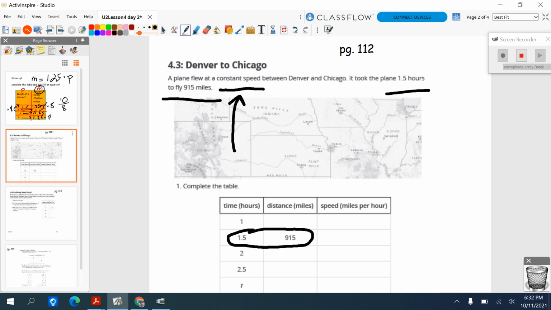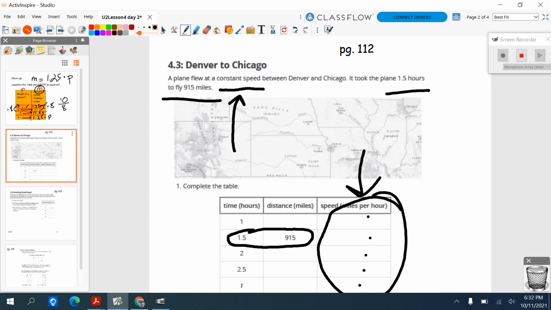Now, this column, when something is flying at a constant speed, that means that this entire column is going to be the same. So we could just do that last. We don't have to do that now. Don't even worry about that now. But here's the deal. Every single number in that column is going to be the same because it's going at the same speed. But right now, we want to know the relationship.